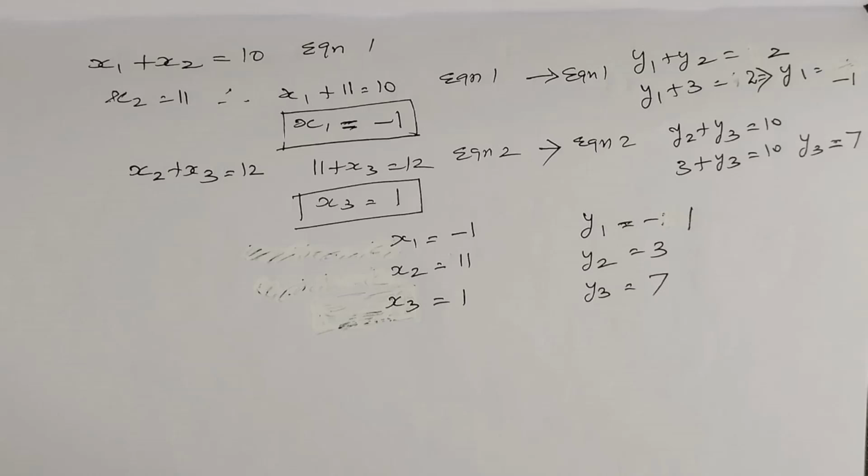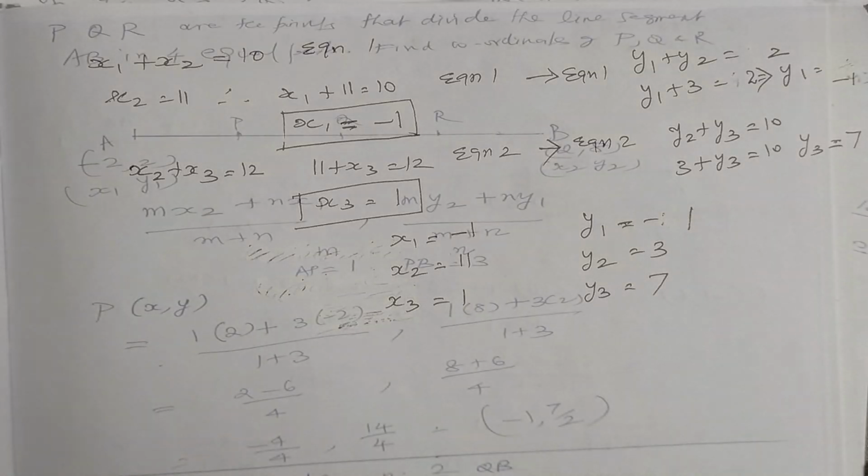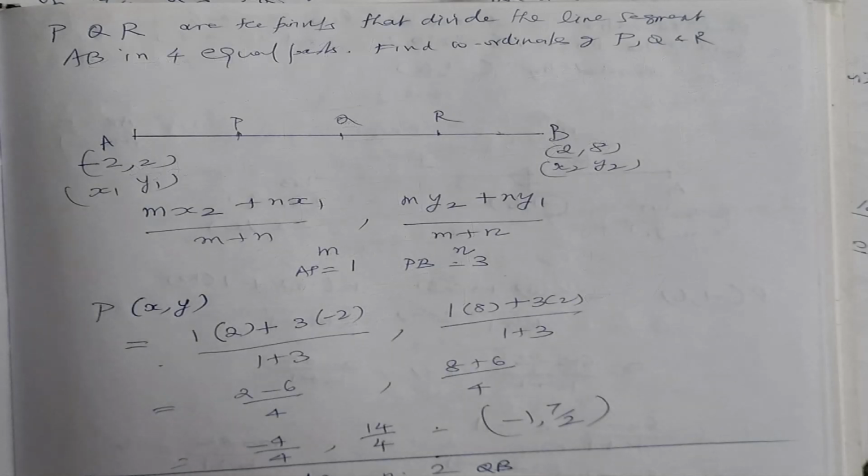Coming to the next problem, P, Q, R are the points that divide the line segment AB in 4 equal parts. You have to find the coordinates of P, Q and R. Now AB is a line segment and AP is equal to PQ is equal to QR is equal to RB.